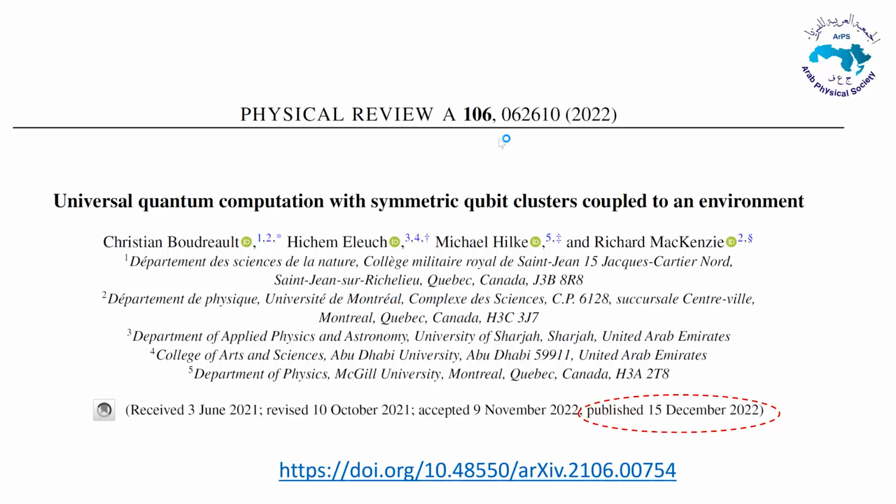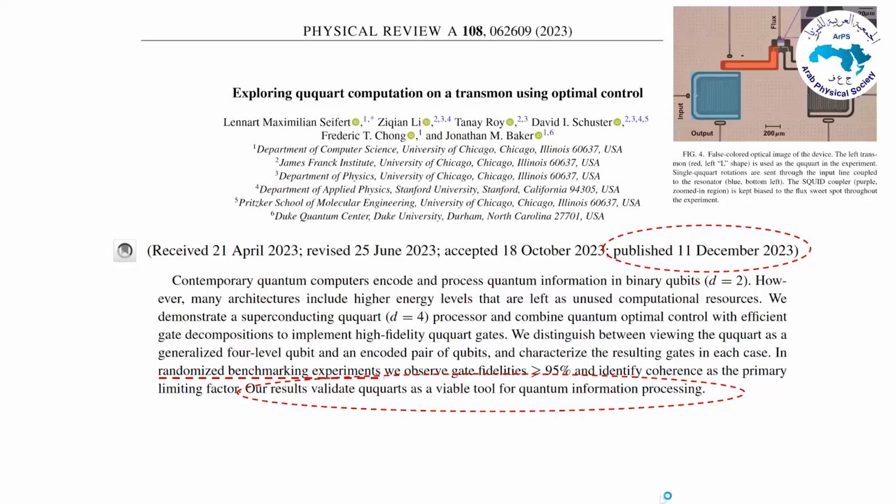The most important thing here, and very nice, is the following. In 2023, exactly 1 year after our publication, people reported a randomized benchmarking experiment. What they discovered is that they validated the Ququarts, the 4-level system, as a feasible tool for quantum information processing. So they validated that the Ququart, experimentally, is really a valid tool for quantum information processing. It has a lot of advantages.